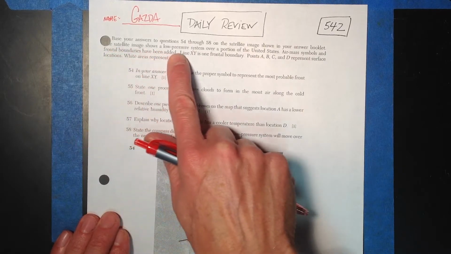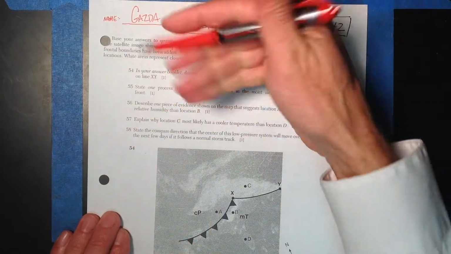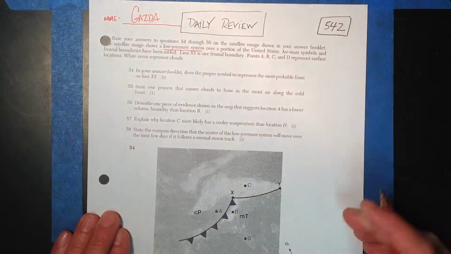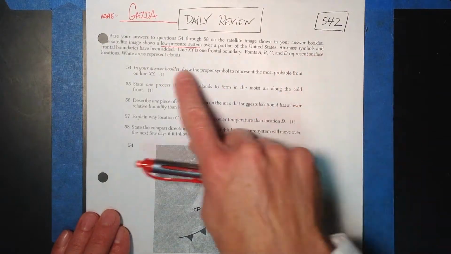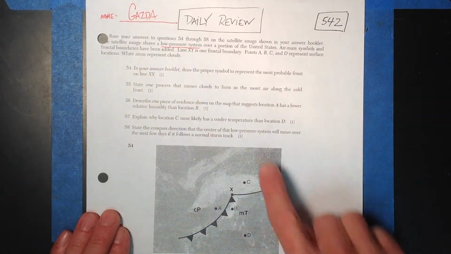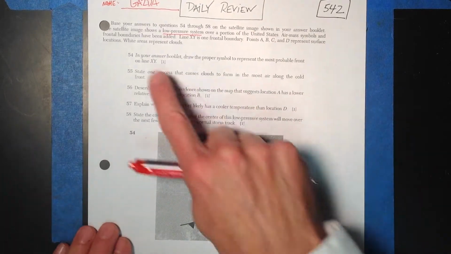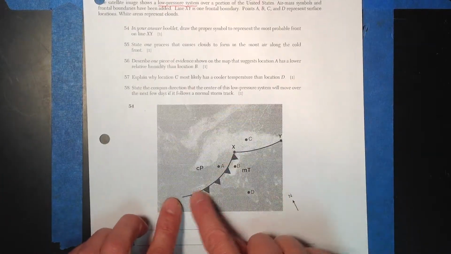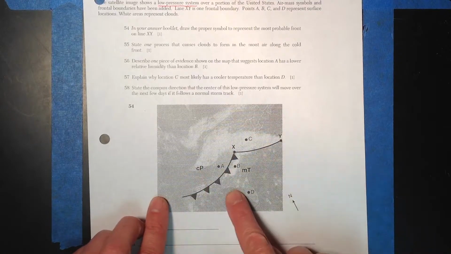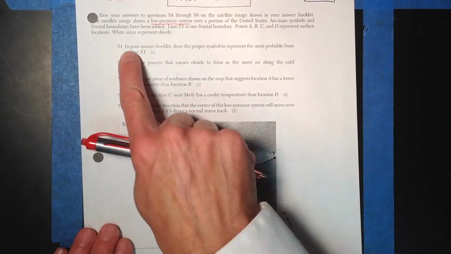This satellite image shows a low-pressure system. Okay, that's key. It shows a low-pressure system over a portion of the U.S. Air mass symbols and frontal boundaries have been added. Line XY is one frontal boundary, A, B, C, D. White areas are clouds. Okay, so here's a front here. This is a whole low-pressure system. Don't forget low-pressure, lousy weather.